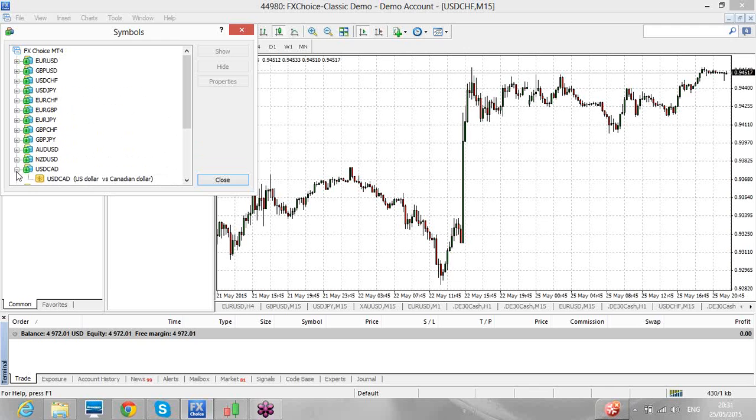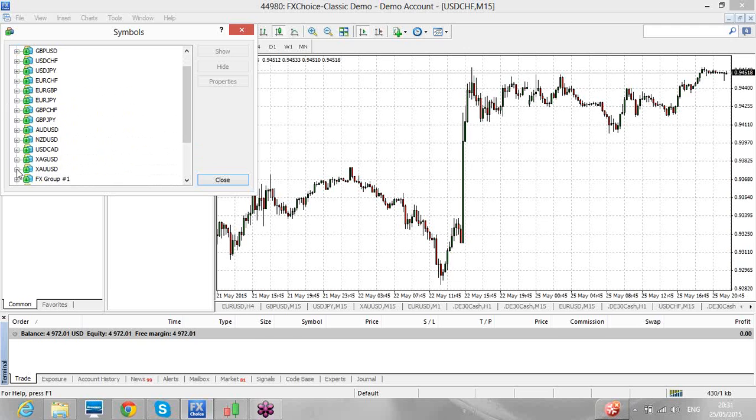And we have USD CAD, and that's the US dollar versus the Canadian dollar. And we scroll down and we have XAG USD, and that's silver versus the US dollar. And below XAU USD, and that's gold versus the US dollar.